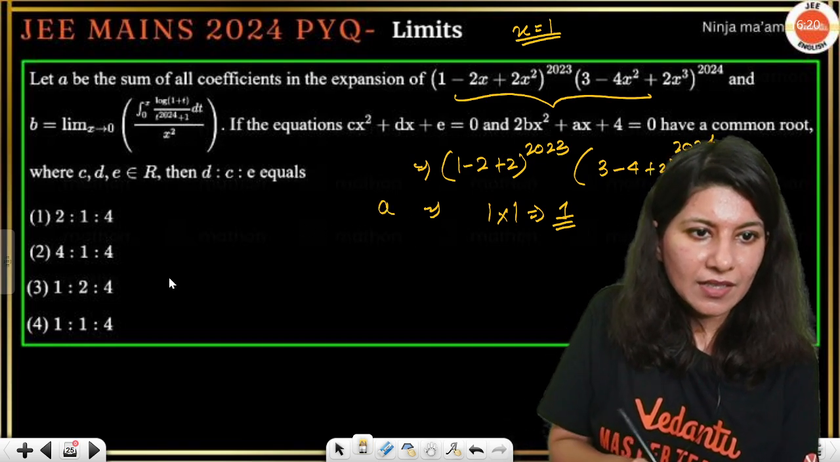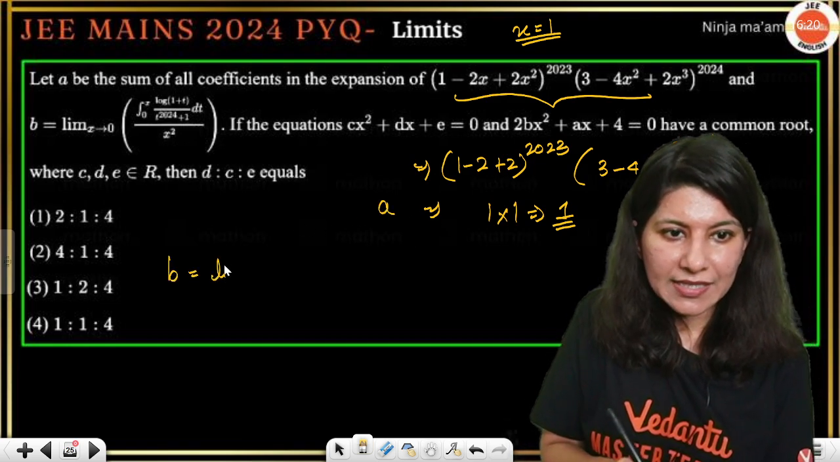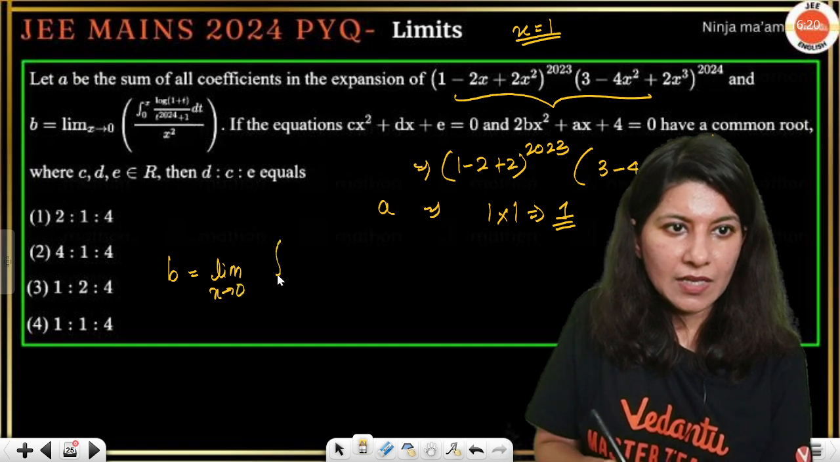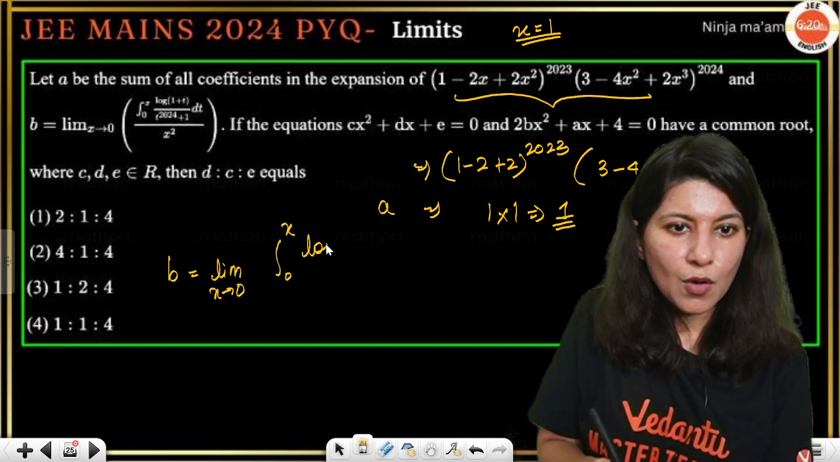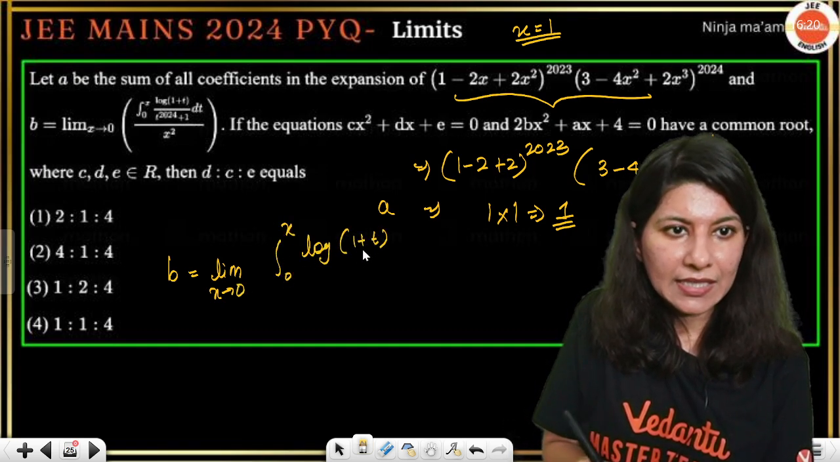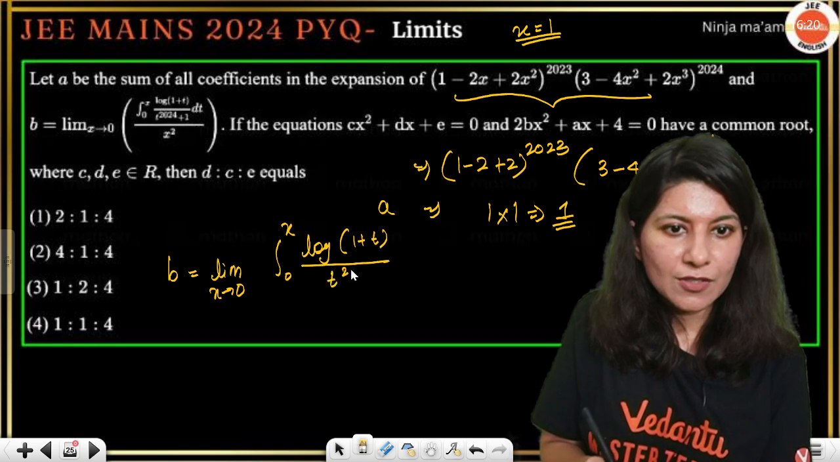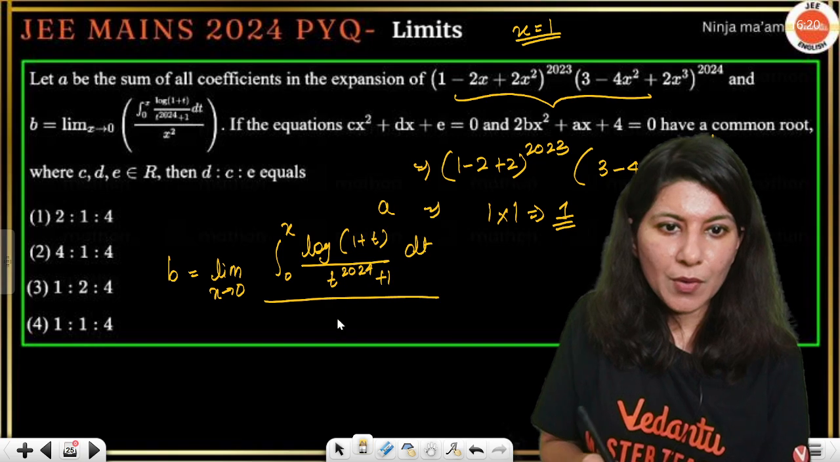Now this B is what? Limit x tend to 0, 0 to x log of 1 plus t whole upon t raised to power 2024 plus 1 dt whole upon x square.